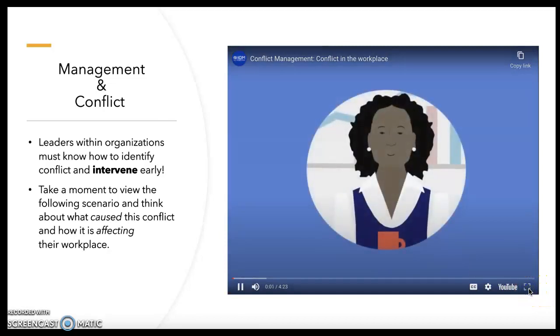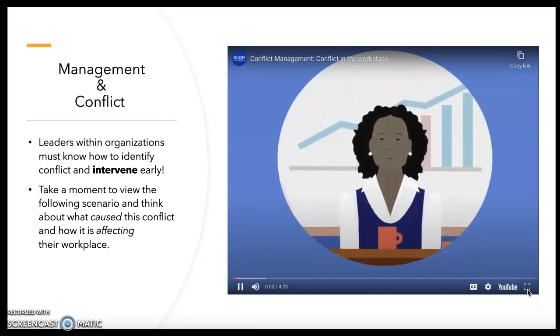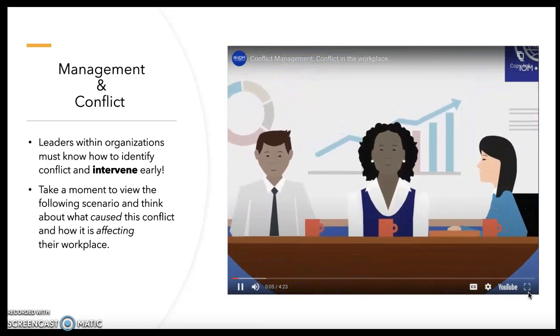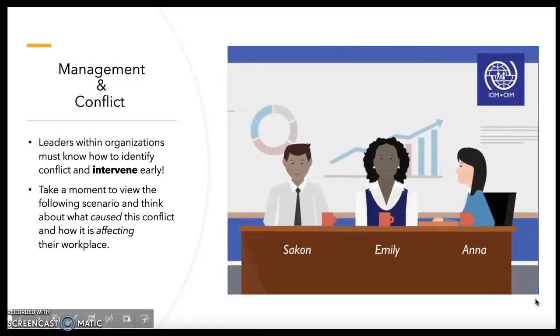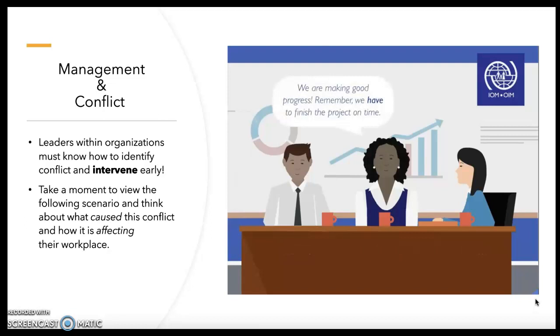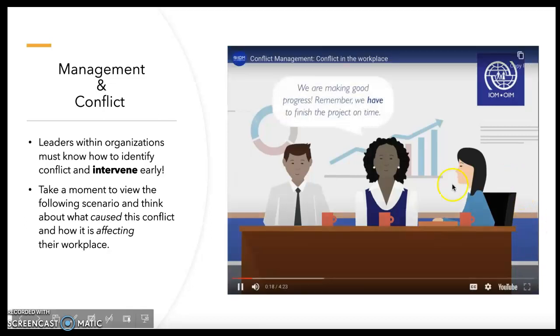Emily is the chief of mission of a medium-sized office. On top of her duties, she and her team are running a very important project, and its deadline is approaching. The team gets along well and begins their day with a coffee meeting. We are making good progress. Remember, we have to finish the project on time.